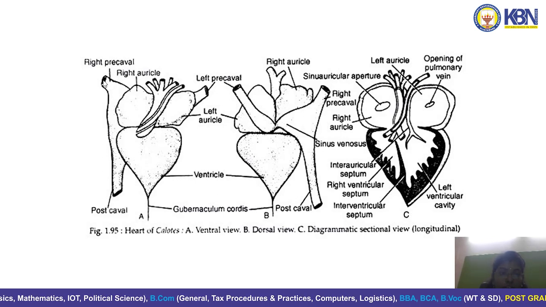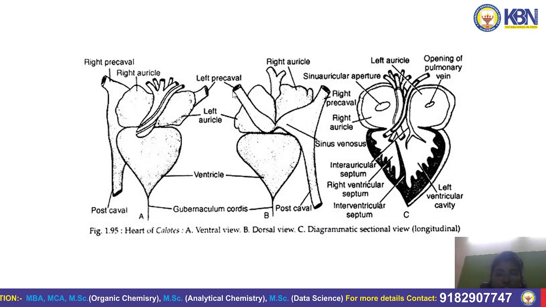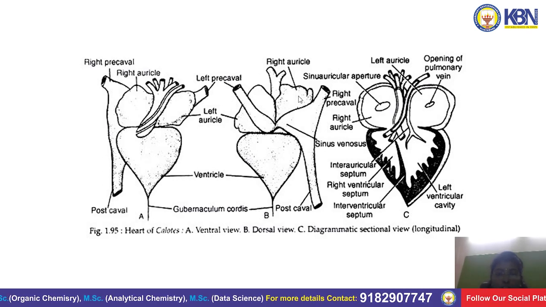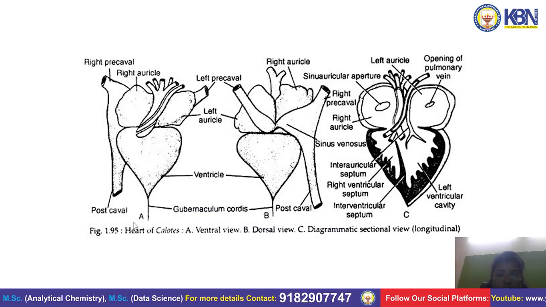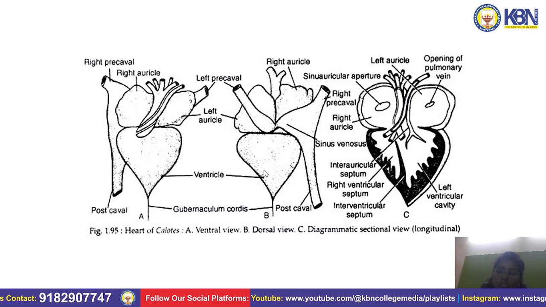This is the right precaval, and earlier we said that the heart of Calotes consists of two auricles. Here this one is the right auricle and this one is the left auricle. Two auricles and only one ventricle. This one is called the gubernaculum cordis. This is the left precaval vein, right auricle, right ventricle. This is the ventral view, the second image is the dorsal view, and the third one is a sectional view of the structure of the Calotes heart.